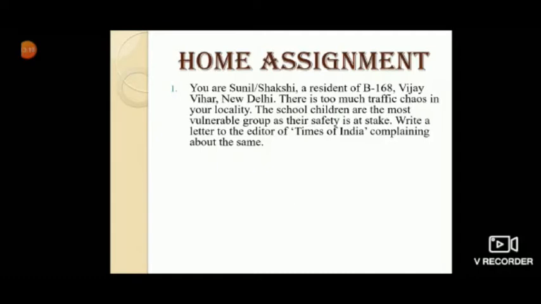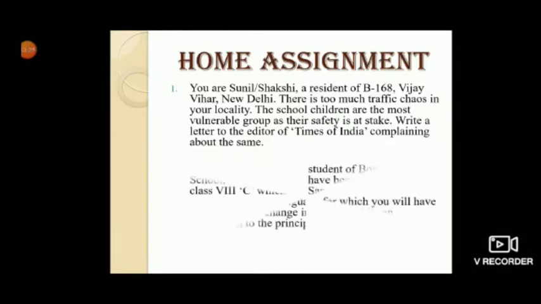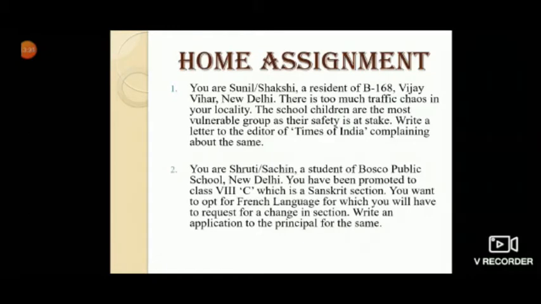So, in this letter, you have to write to the editor of Times of India complaining about the traffic chaos in your locality. Next, you are Shruti or Sachin, a student of Bosco Public School, New Delhi. You have been promoted to class 8C, which is a Sanskrit section. You want to opt for French language, for which you will have to request for a change in section. Write an application to the principal for the same. In this, you have to write an application to the principal of your school to change your section from Sanskrit to French.